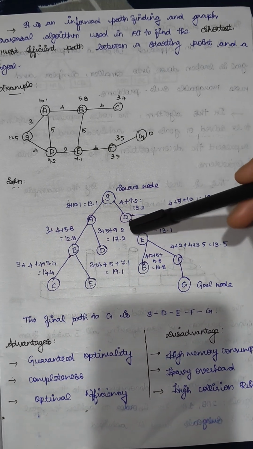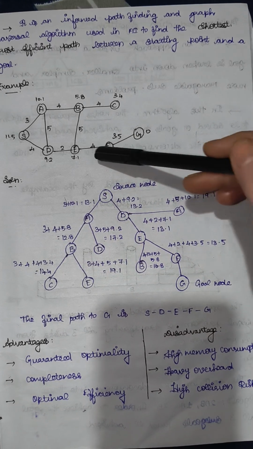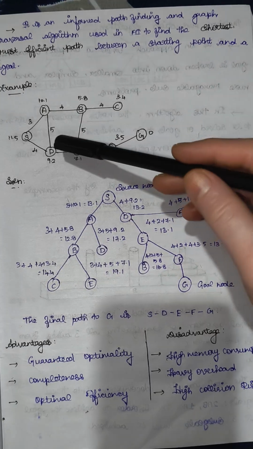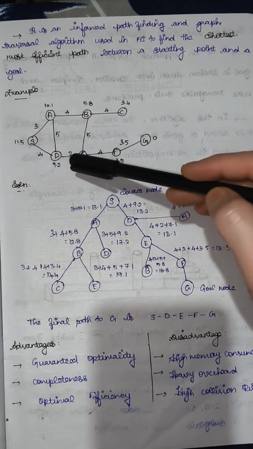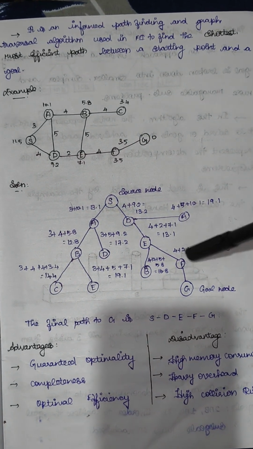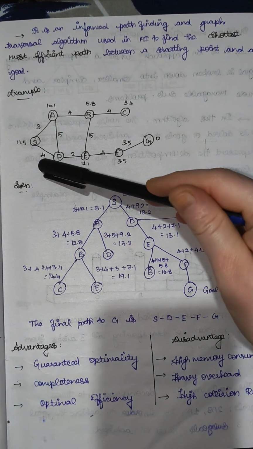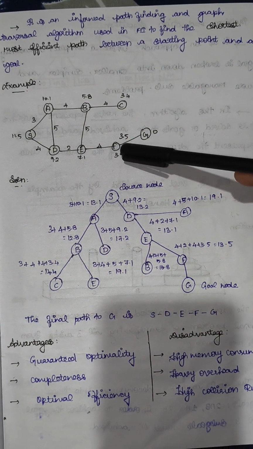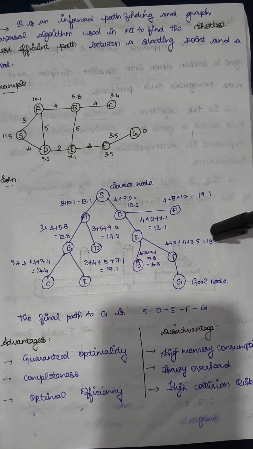So I am considering the parent node E. The child nodes of E are B and F. So we have to calculate from the initial node. From S to B I have to calculate through D and E. So 4 plus 2 plus 5, and the node cost is 5.8. Another, from E to F I have to calculate from S to D, D to E, and E to F. So S to D is 4, D to E is 2, and E to F is also 4, and the node cost is 3.5. So 4 plus 2 plus 4 plus 3.5. So the total cost is 13.5.